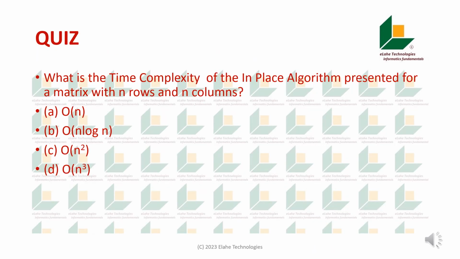Time for a quick question. What is the time complexity of the in-place algorithm presented for a matrix with n rows and n columns? Option A, order n. Option B, order n log n. Option C, order n square. Option D, order n cube. The correct answer is option C, order n square.